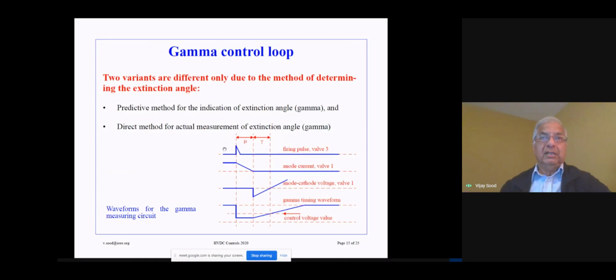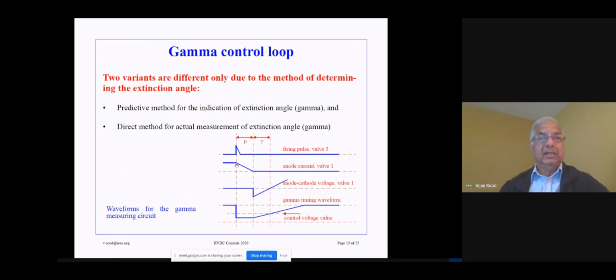So here is the direct method. You can see that when, for instance, the firing pulse for valve 3 is given, that is the point which we need to detect. We look at the valve voltage and we detect when the valve firing pulse is given. We set up a delay circuit over here, and that delay circuit is generated by this angle mu, which is the commutation angle.